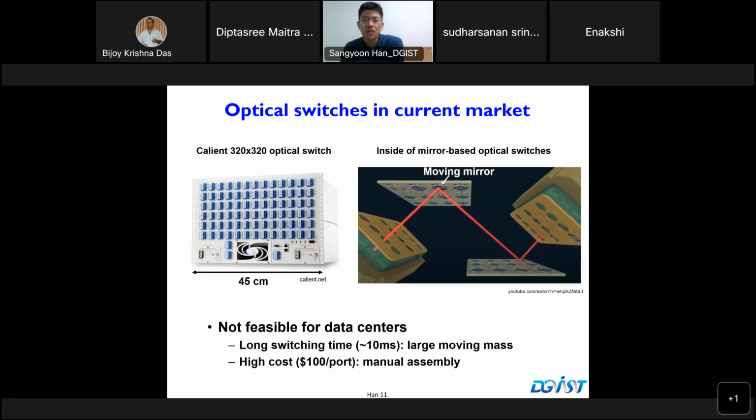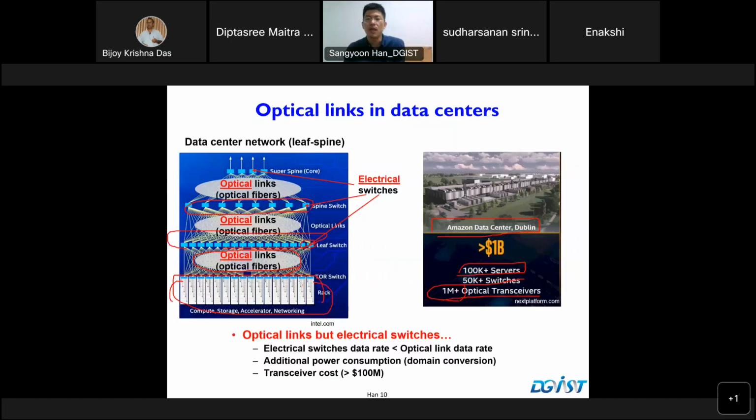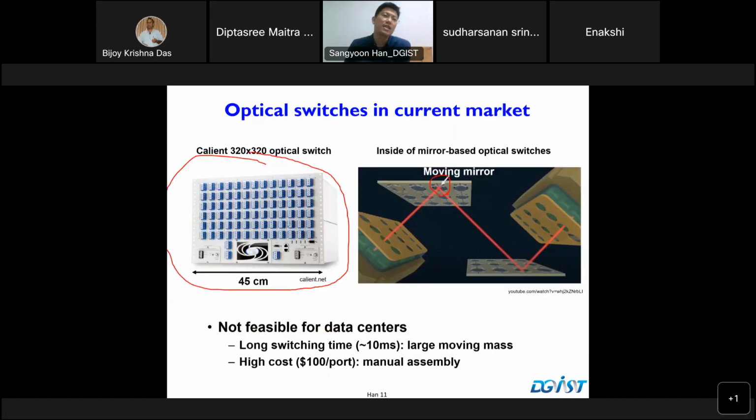However, the working principle of this optical switch is a moving MEMS mirror, and therefore the switching speed is only a few tens of milliseconds. Meaning that when they do switching, there's a dead time for the traffic. In addition, the optical switches are very expensive. One optical switch costs a few tens of thousands of US dollars. If you divide the cost by the number of ports, you're paying about $100 per port. As I mentioned in the previous slide, you need 50K switches, so budget-wise this is very, very expensive.